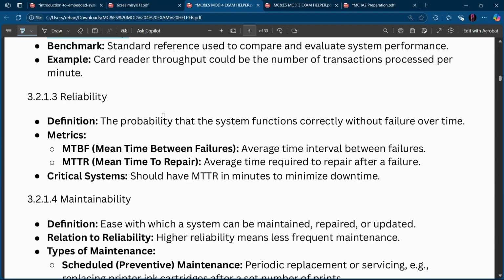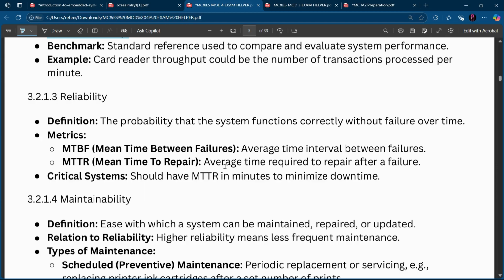So that is reliability. The metrics are MTBF, mean time between failures, and MTTR, mean time to repair. How often does the embedded system undergo any repair, or if there are frequent failures, what's the time between each failure? When did the first failure occur? When did the second failure occur? You can just mention these metrics.